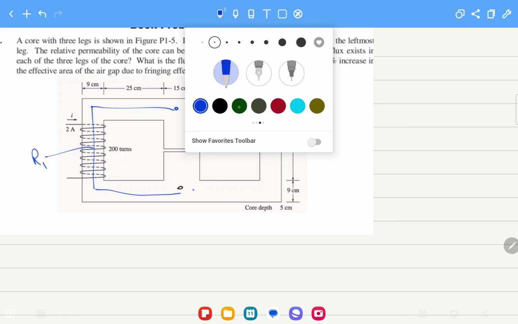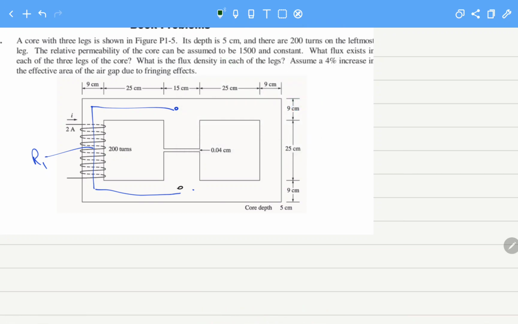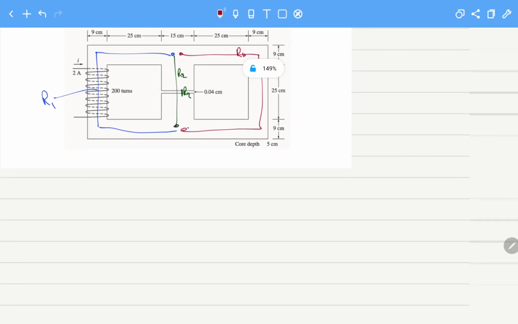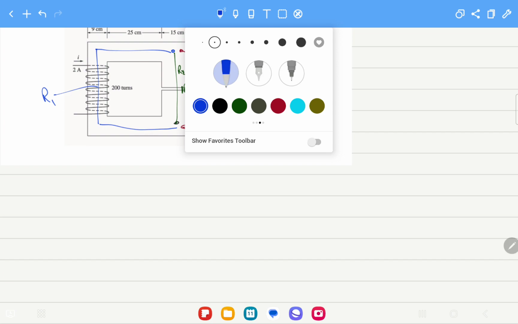And from the center, if you look at the center leg, we have two reluctances here. We call them R2 and R3. You'll say, why two reluctances? One is of the core and one belongs to the air gap. So for the core R2 and for the air gap R3. And lastly, for this part of the core, we can say that we have another reluctance. We call it R4. Now the question then comes, how will be the equivalent magnetic circuit for this circuit?